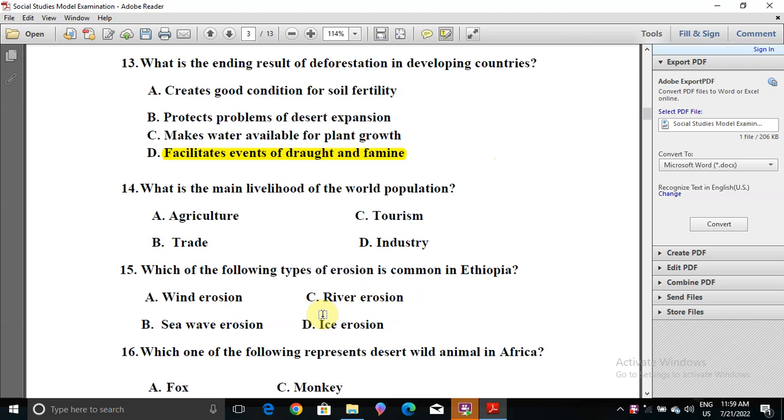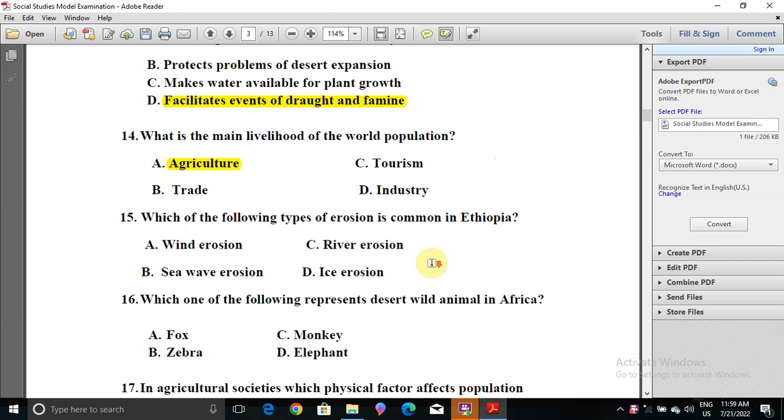Now question number 14: What is the main livelihood of the world population? Here we have agriculture, trade, tourism, and industry. The main livelihood of the world population is agriculture. In question number 15: Which of the following types of erosion is common in Ethiopia? Here we have wind erosion, sea wave erosion, river erosion, and ice erosion. Of course, it will be river erosion because of the Nile.